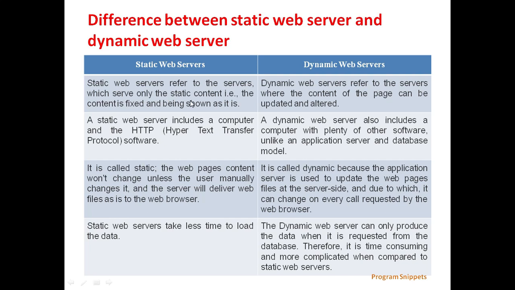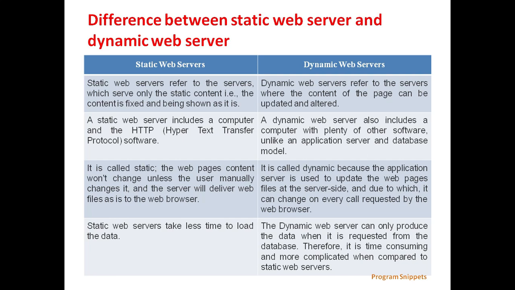Differences between static and dynamic web servers are: static web servers refer to servers which serve only static content, that is, the content is fixed and shown as it is, whereas dynamic web servers refer to servers where the content of the page can be updated and altered. A static web server includes a computer and HTTP software, that is, Hypertext Transfer Protocol, and a dynamic web server also includes a computer with plenty of other software, such as an application server and database model.